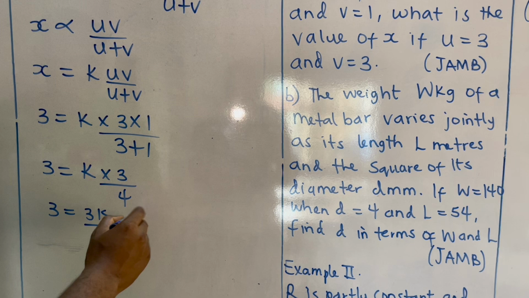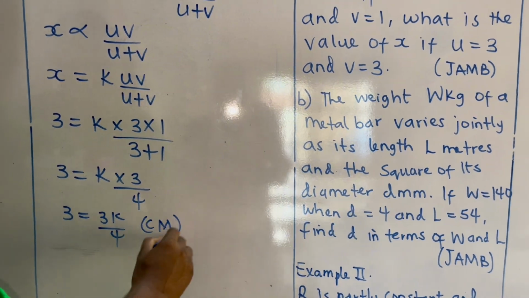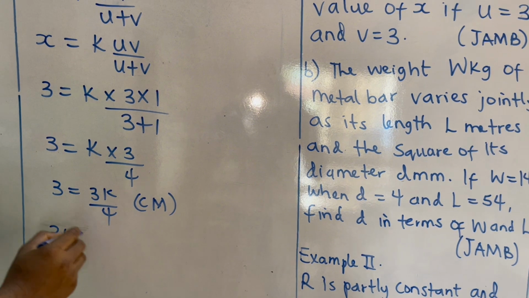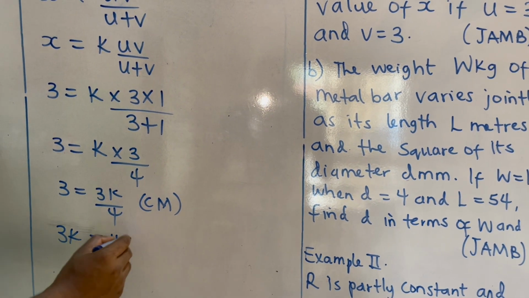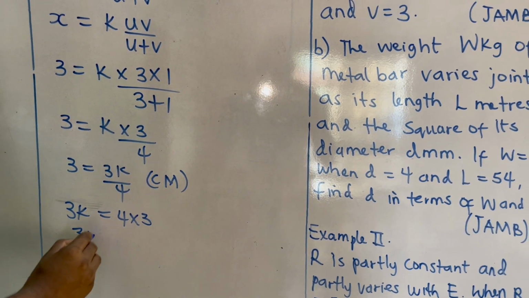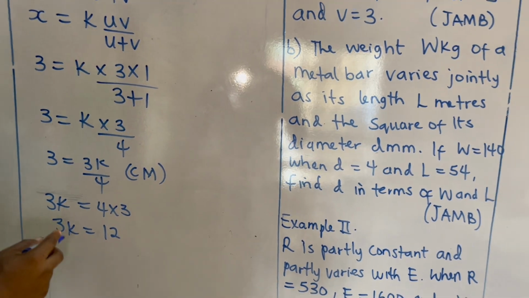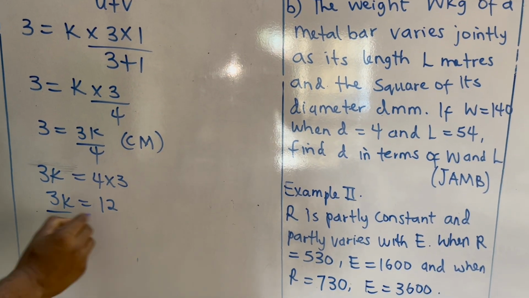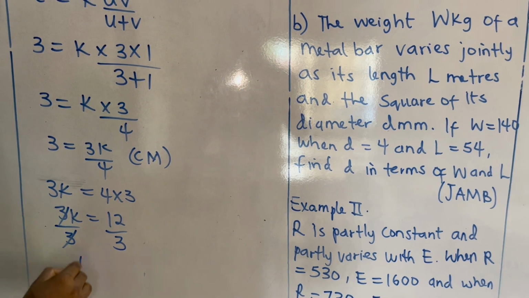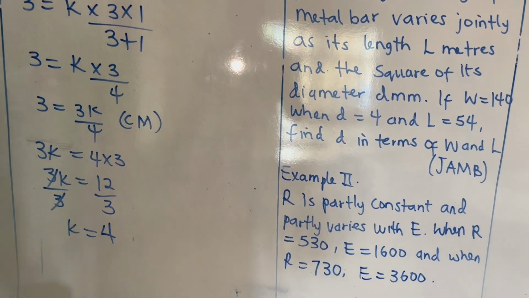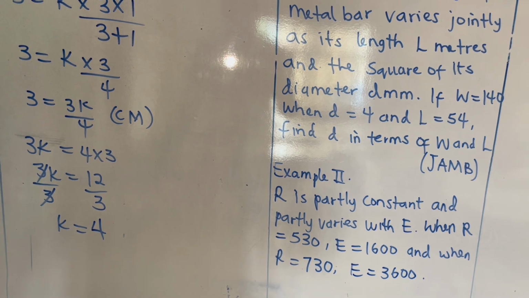I will have to cross multiply. So I have 3k is equal to 4 times 3. So 3k is equal to 12. So I'm going to divide both sides by 3. So k is equal to 12 divided by 3, which gives me 4. So now the constant is 4.